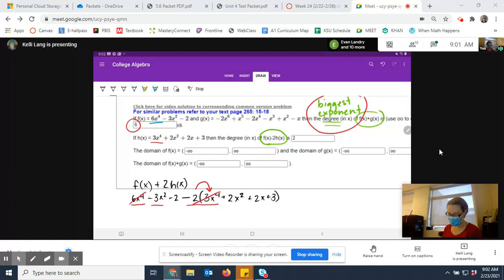The negative 3x squared and the negative 4x squared are going to combine together to give us a negative 7x squared. So 2 is now our biggest exponent. The 4's cancel each other out. They go away. Our biggest exponent's now a 2. So that's where we get this.